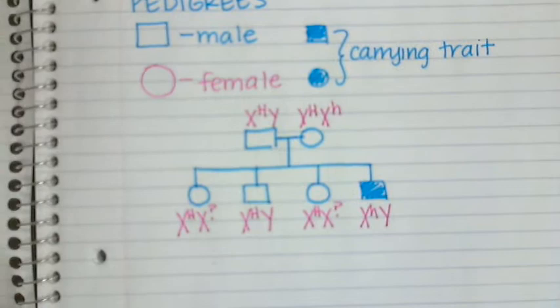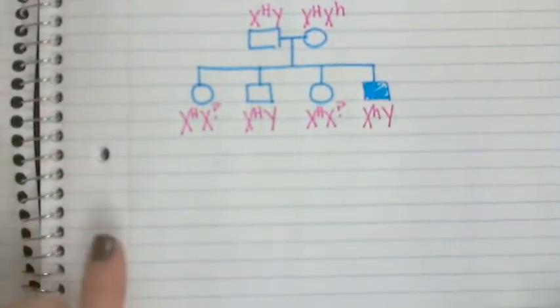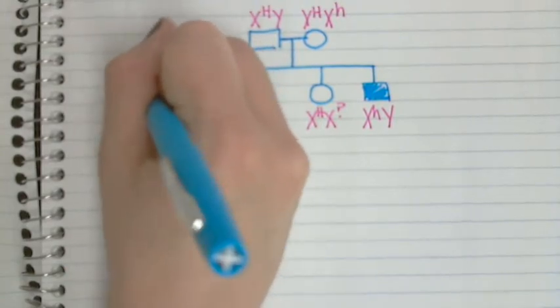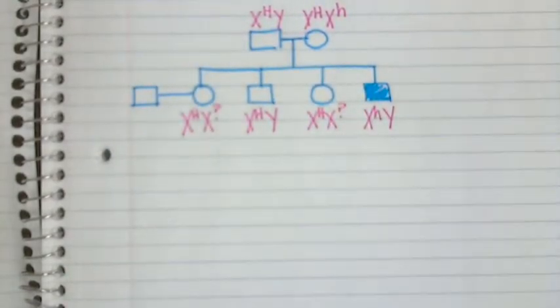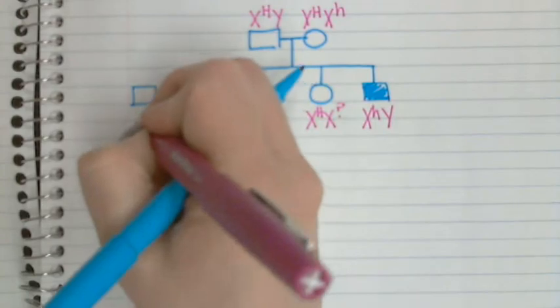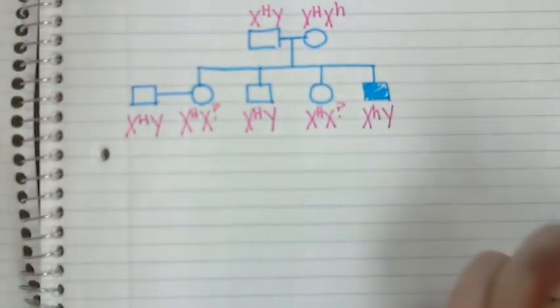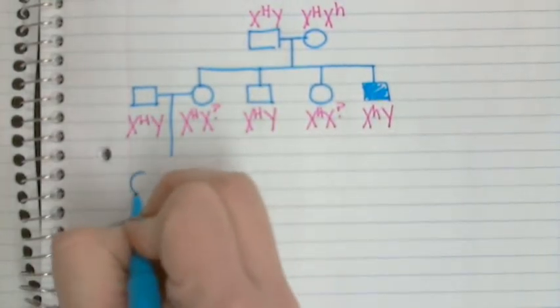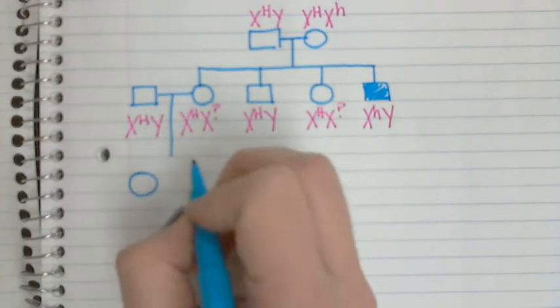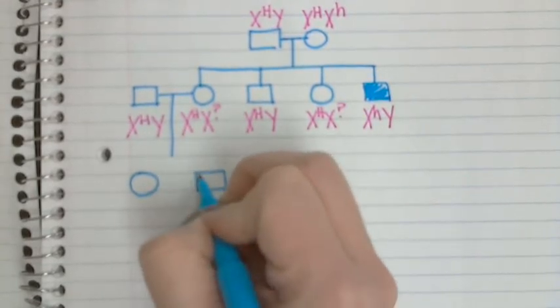Now, let's say this daughter gets married to a male that does not have hemophilia. So again, his genotype would be dominant with a Y. And they have 2 children. They have a daughter that does not have hemophilia, but they have a son that does have hemophilia.